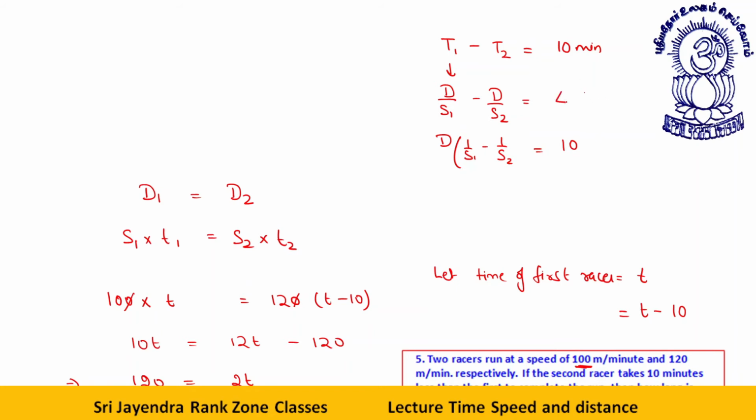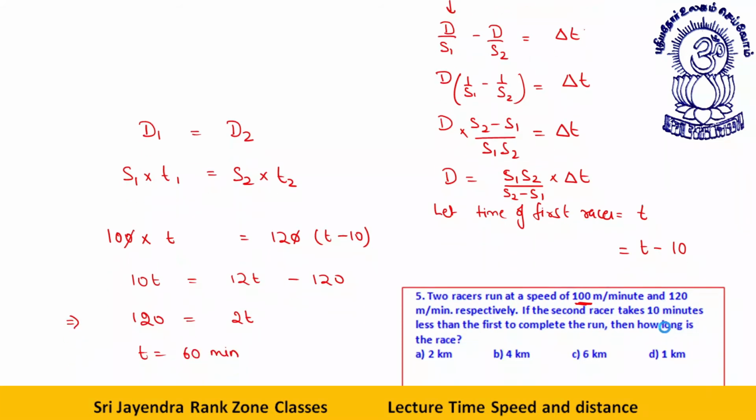This is delta t. Delta t means change in time. So what happens? d times (s2 minus s1) by s1 s2 is equal to delta t, or d is equal to speed 1 times speed 2 by the difference of speeds, into delta t. This is your formula. Dear friends, this is your formula.